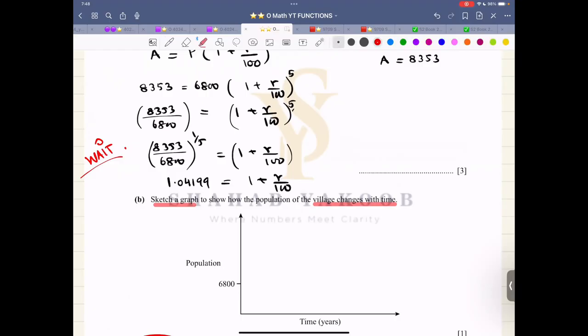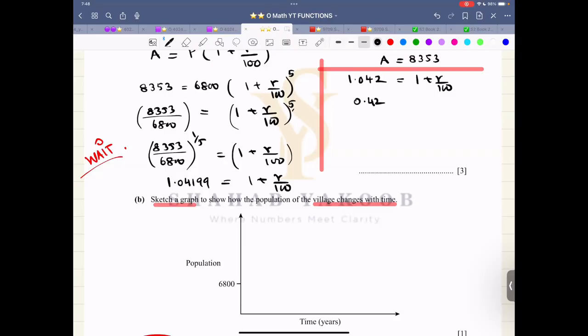So therefore, let me draw a line over here. 1.042, that is 1 plus R over 100. 0.042, that is R over 100. Therefore, R is 1.042. I missed out the 0. Be very, very careful. 0.042 is this. Therefore, R is 4.2.